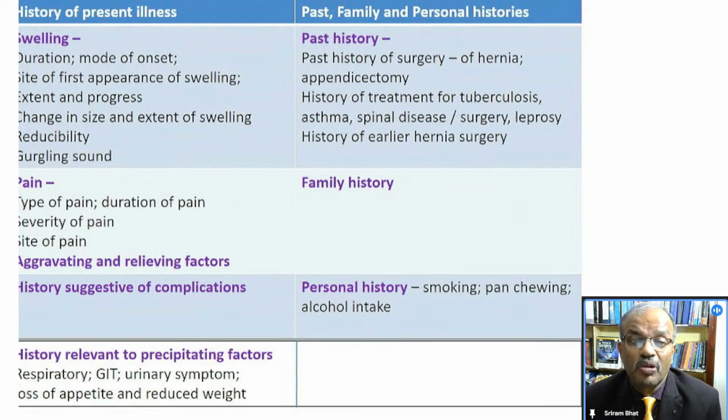Asthma is an important history. Spinal disease can weaken the muscular component and cause hernia. Leprosy can cause it, and of course, history of earlier hernia surgery. All this detailed history, past history, you should ask.